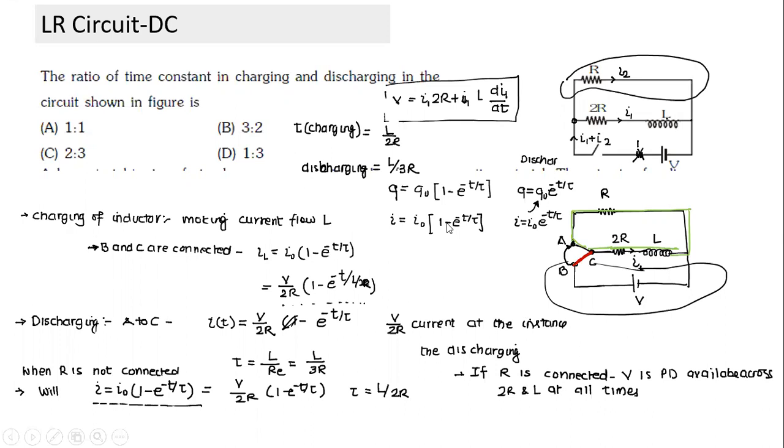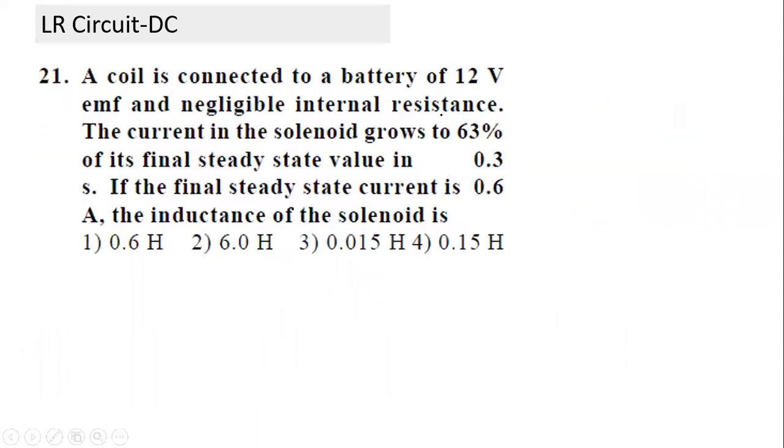You can go to the basic equation. This basic equation determines the value of the time constant. This gives you the value of L by R. Here it comes out as L by 2R. There are some simple questions based on the time constant.